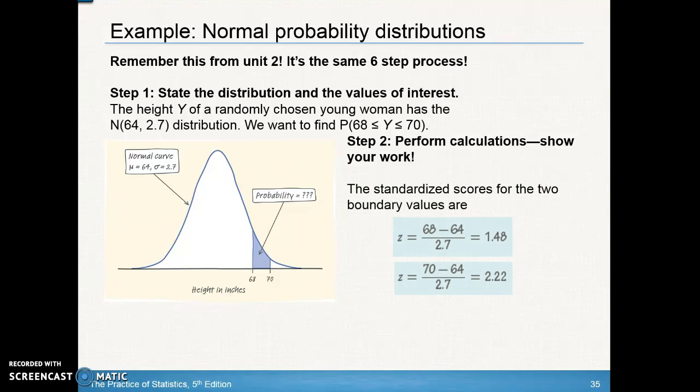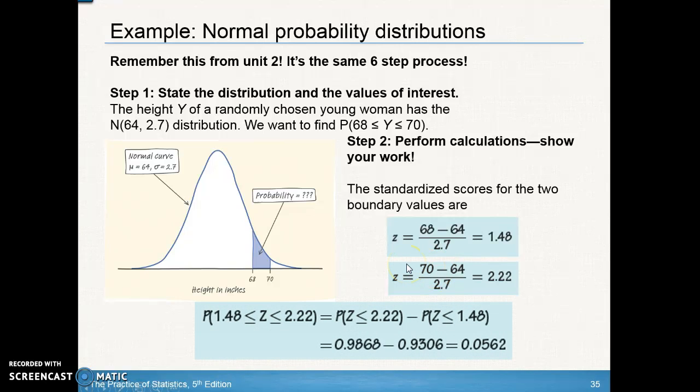All right, so we have our picture that we drew representing the area under the curve between 68 and 70. I have the z-scores of both 68 and 70. Make sure you show the work for both of those. And then remember, once you have the work for the z-scores, you can just show this probability statement with the z-scores and then get the answer from your graphing calculator of 0.0562. Okay, so the probability that we choose one woman at random and her height is between 68 and 70 inches is either 5.62% or 0.0562.